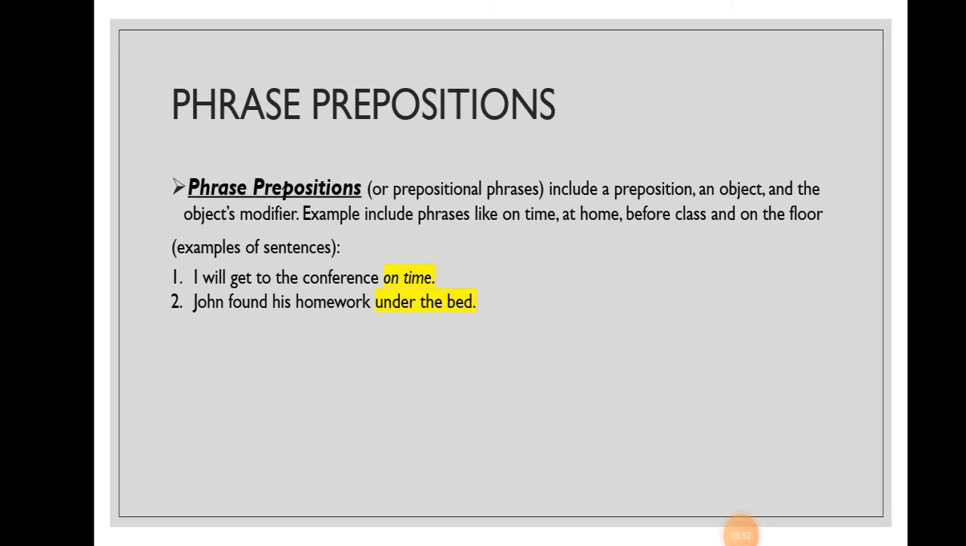I will get to the conference on time. So on time is the phrase preposition or prepositional phrase. As you can see, on is a preposition and time. On is describing the time. So on is the modifier.